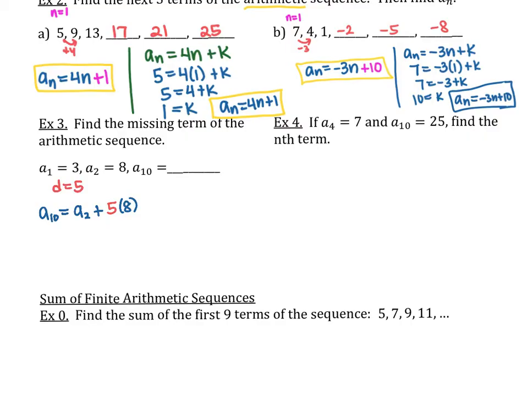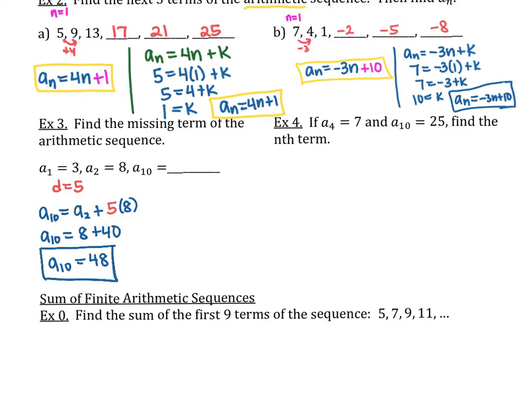I could use this setup to solve for the 10th term. What is A2? A2 is 8, so 8 plus 40. I get that the 10th term is 48. So this is one way to solve it.